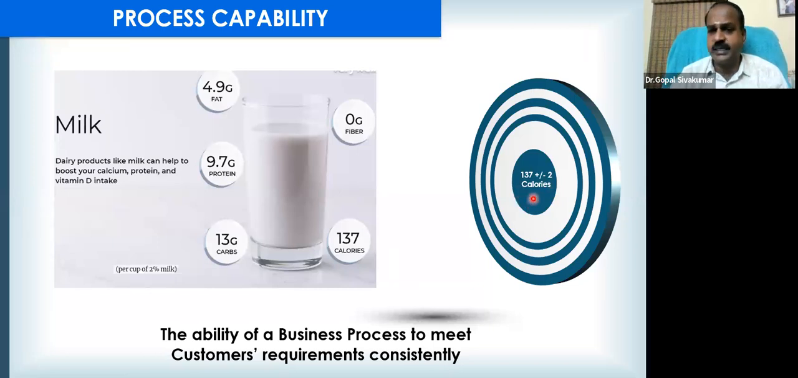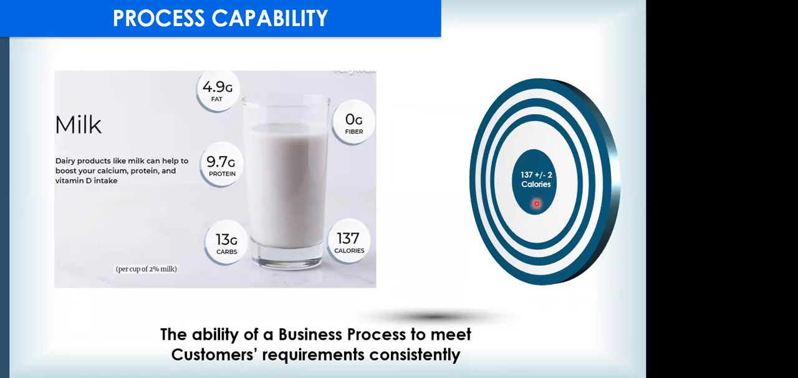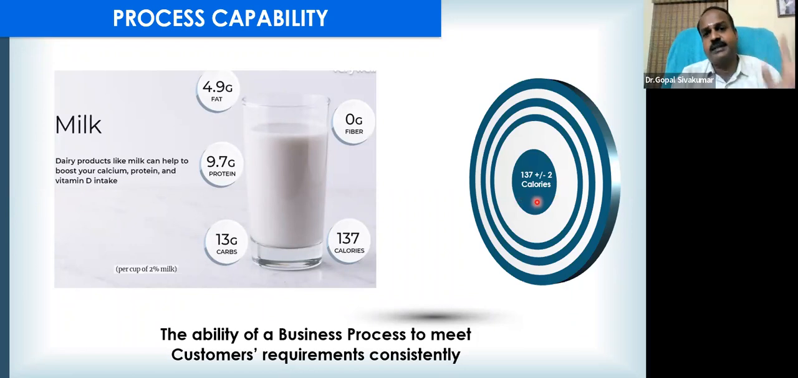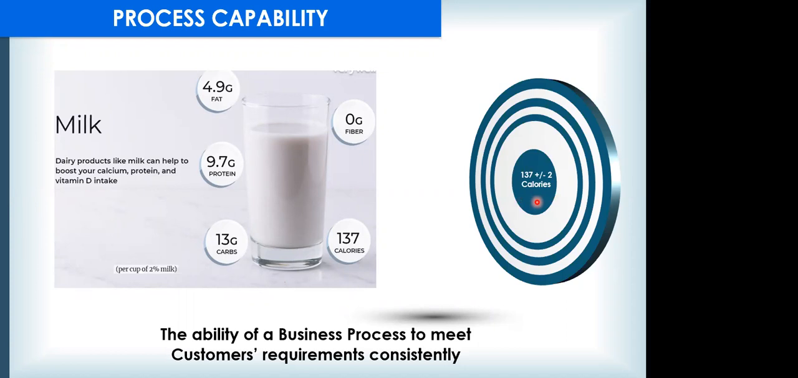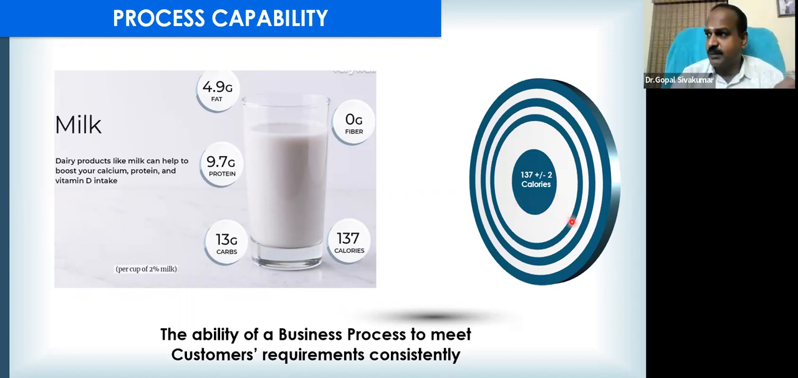Now tell me, what is the USL here? 137 plus or minus 2. What is upper specification limit? 139. Very good. And the lower specification limit will be 135. Now your job is to run a milk factory which will produce milk bottles, and each of the milk bottle should have calories between 135 and 139. If that happens, the milk bottle will be accepted. If that is not going to happen, the milk bottle will be rejected.